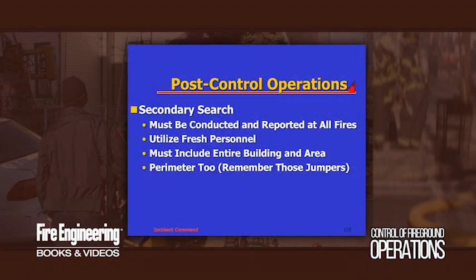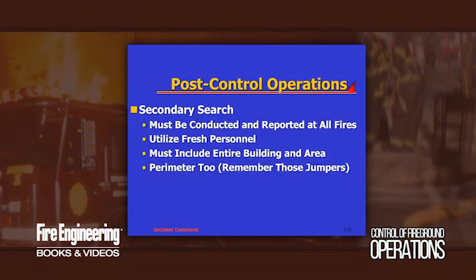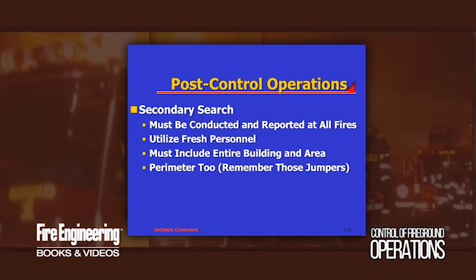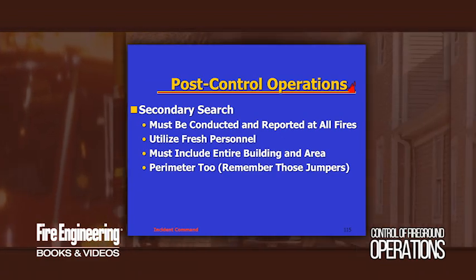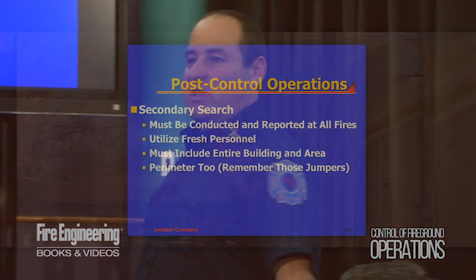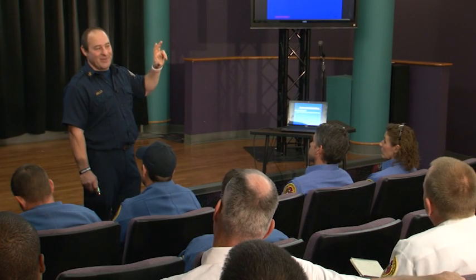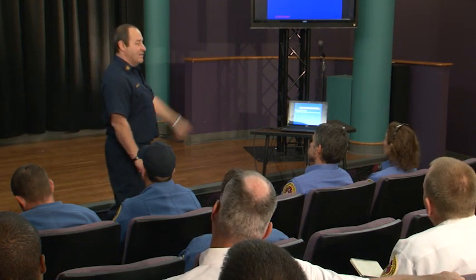Secondary. Conducted and reported at all fires. Primary and secondary have to be reported because it's got to be on tape. Because say they find a body 2 days later or they find a body during secondary search and now you're in court 5 years later and they say, Chief, why didn't you do a primary? We do a primary every fire. Yeah, well, we have the tape. There's nothing on this tape saying there was a primary done, right? So if it's not on the tape, guess what? We didn't do it. So I want to make sure I document on tape my primary and my secondary, all right?